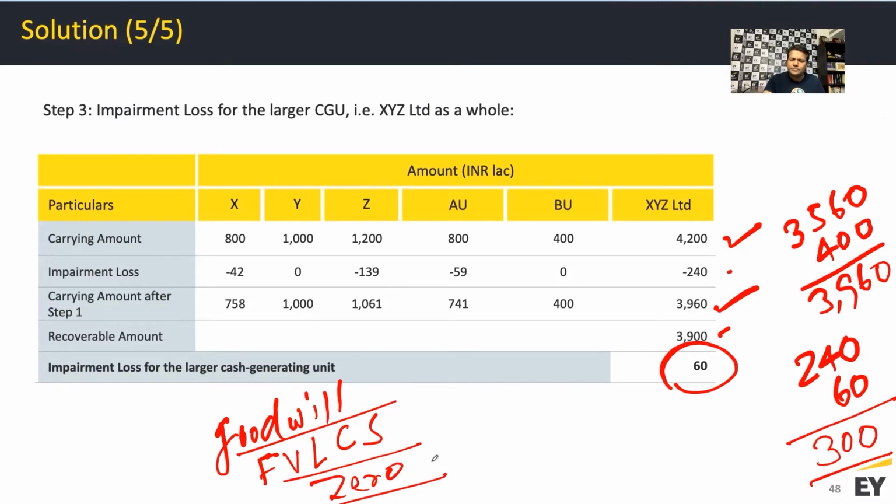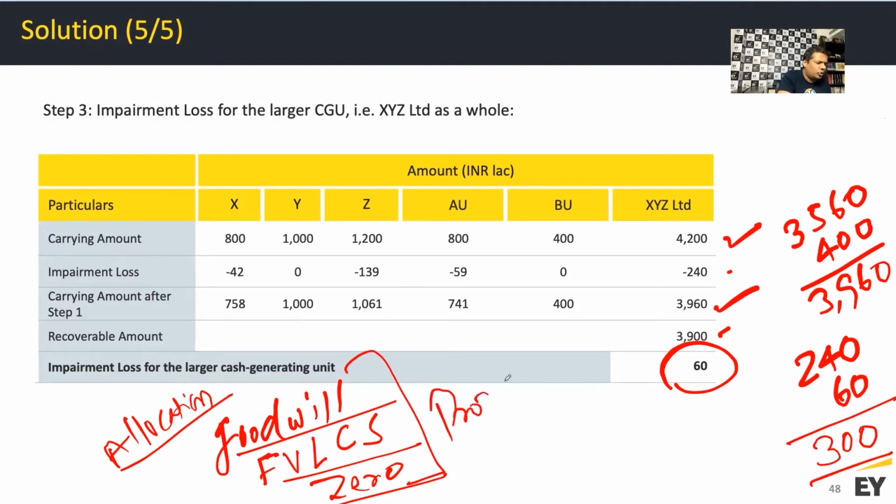Highly unlikely. These are the principles of allocation. In this manner, follow a pro rata subject to this guidance. Pro rata subject to first allocating to goodwill, then ensuring that the pro rata allocation does not result in the revised carrying value of that particular asset being below its fair value less cost to sell, or the revised carrying value becoming a negative carrying value.